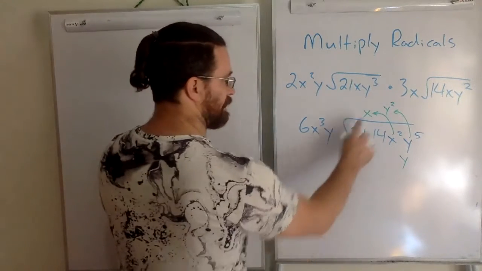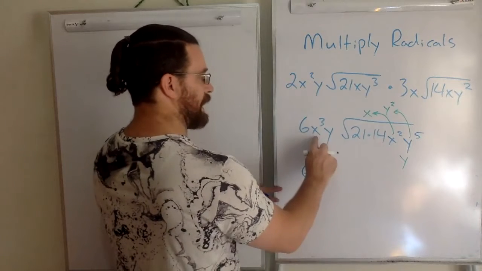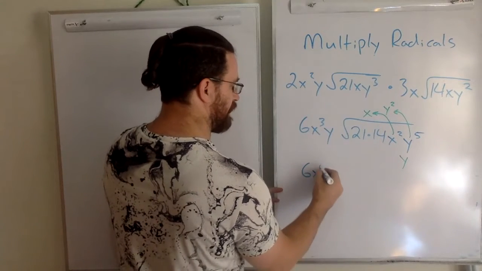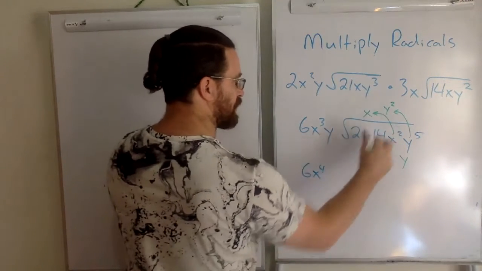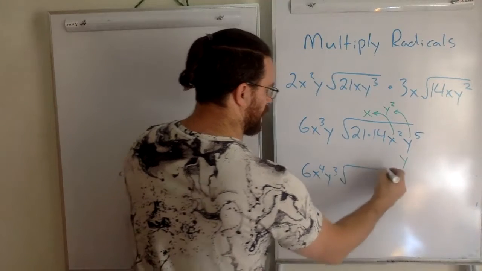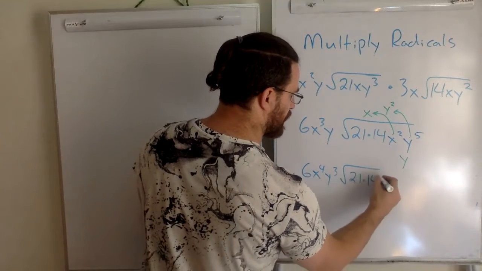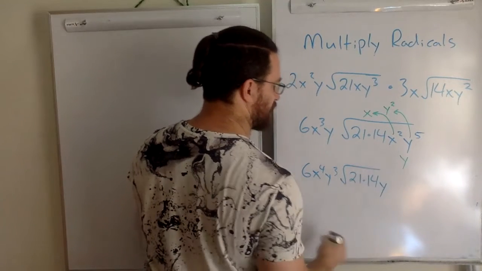From there, I'll combine these now. So I'll have 6. X cubed and x are going to make x to the fourth. Y and y squared will make y to the third. And I'm left with 21 times 14. And this y is left inside.